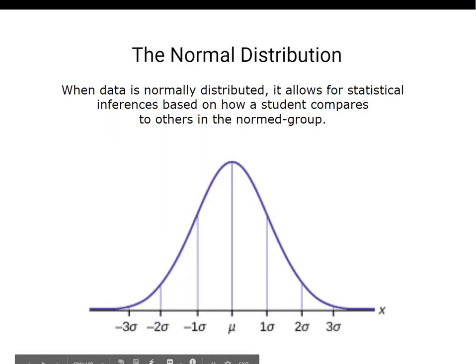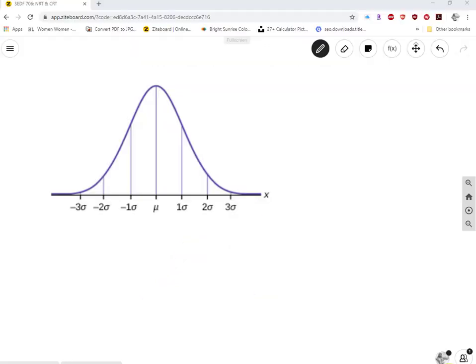So let's look at how this works mathematically. In the last lecture, we discussed how data can be normally distributed. And as a quick reminder, we know that when data is normally distributed, the mean and the median are exactly in the center of the normal distribution.